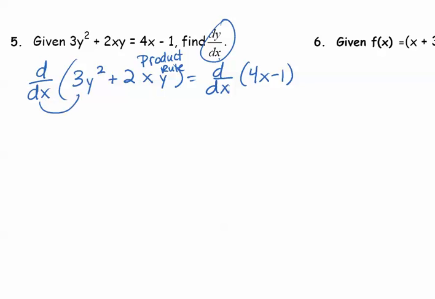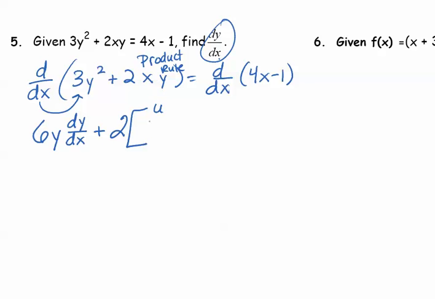So when we do the derivative of our first term, we'll do the power rule first, 6y to the first, and then times the chain rule. You can write y prime if you prefer, or dy dx. And then for our product rule, you can keep the 2 with one of the terms, or you can put the 2 outside the product rule. That would be your choice.